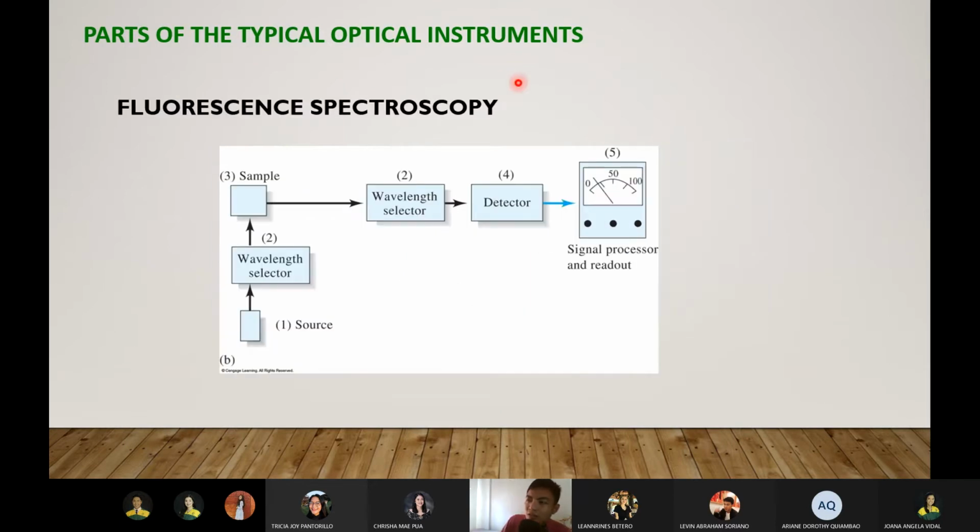For fluorescence spectroscopy, same diagram. However, the source and the selector are perpendicular to the detector and the selector as well. So it is perpendicular. Why does it have to be perpendicular? Why do they need to be perpendicular to one another? Because, remember, fluoresce means it will glow.